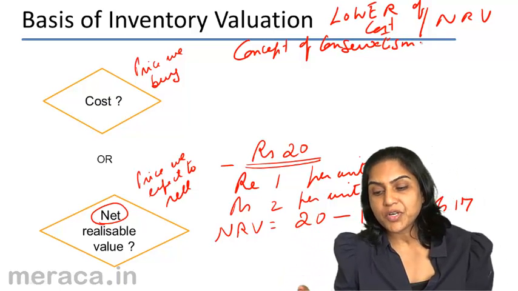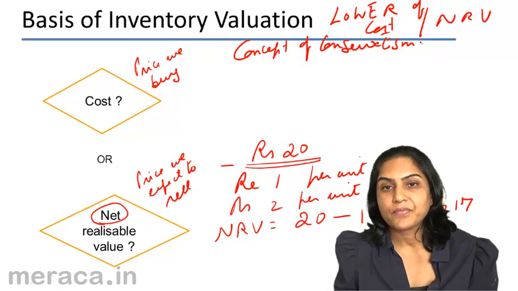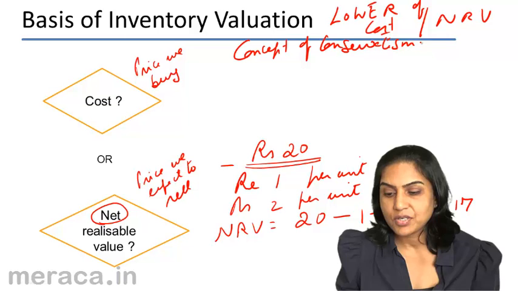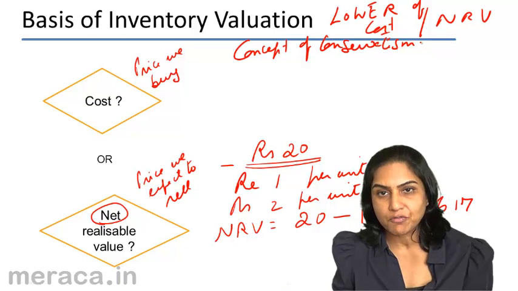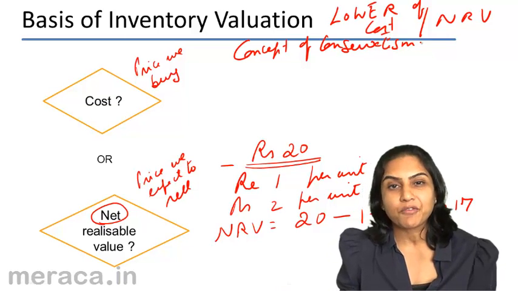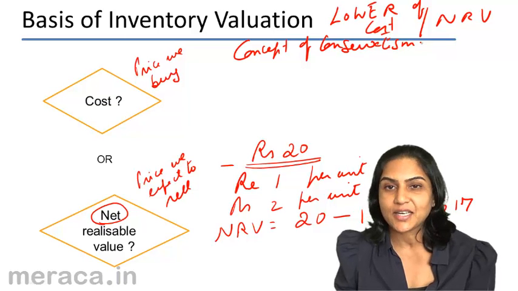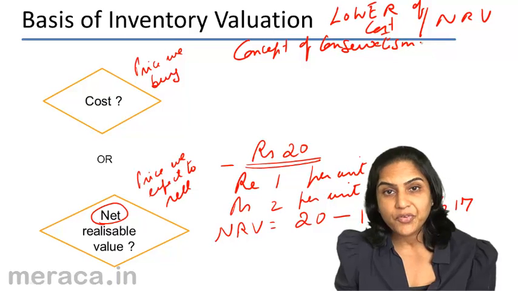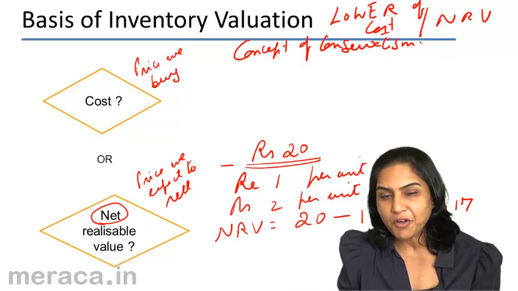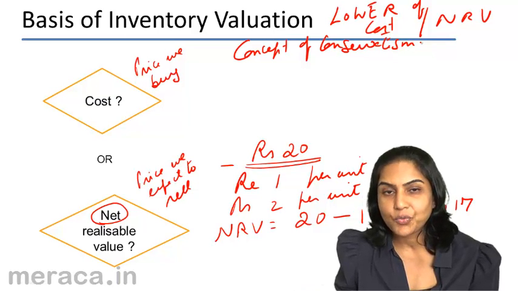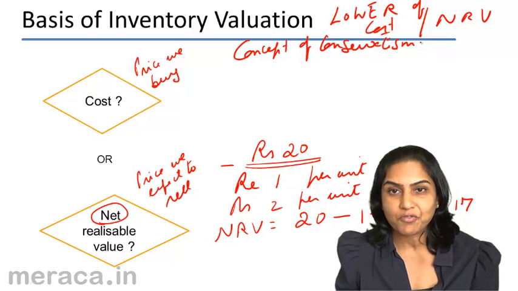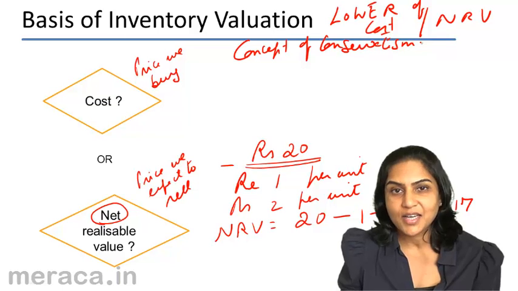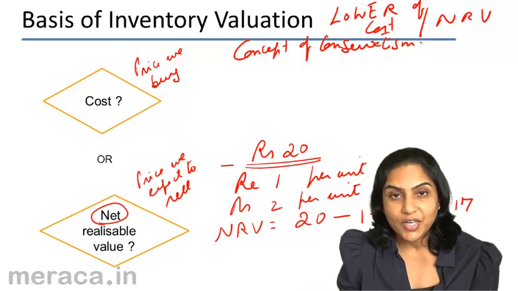The concept of conservatism says that if we anticipate any losses, if we expect any losses in future, we should make a provision for it immediately. We should make a provision for it now. However, if we expect to make a profit in the future, we cannot recognize these profits unless the profit is actually realized, unless the sale is actually made.